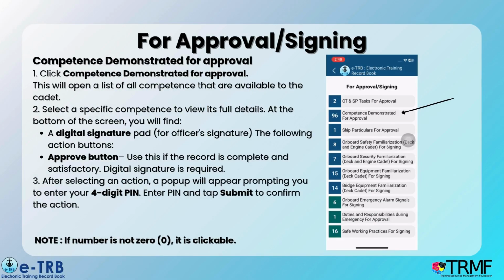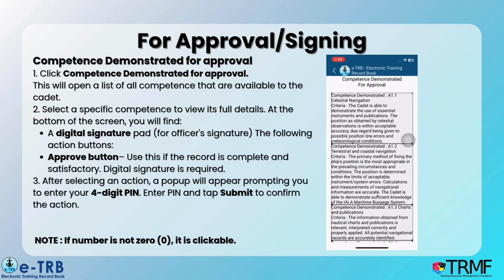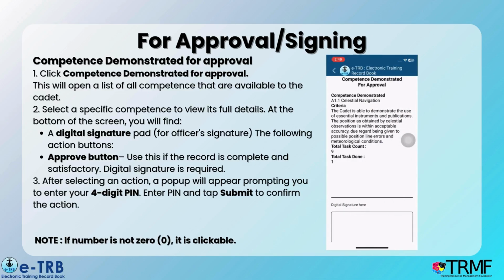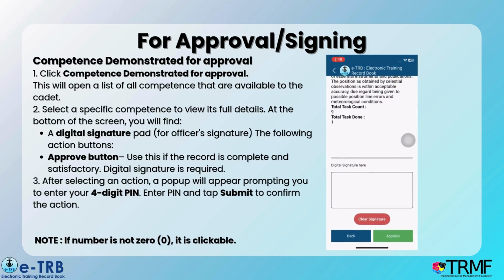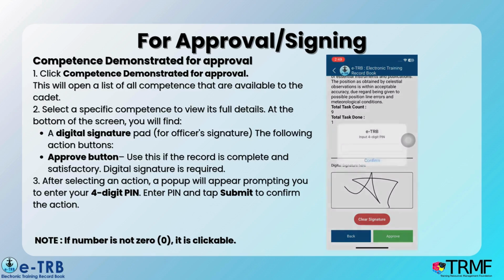1. Click Competence Demonstrated for approval. This will open a list of all competence that are available to the cadet. 2. Select a specific competence to view its full details. At the bottom of the screen, you will find a digital signature pad for officer's signature, and the following action button. Approve button. Use this if the record is complete and satisfactory. Digital signature is required.